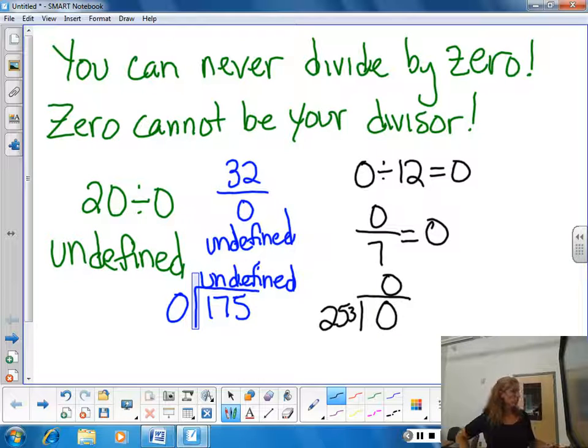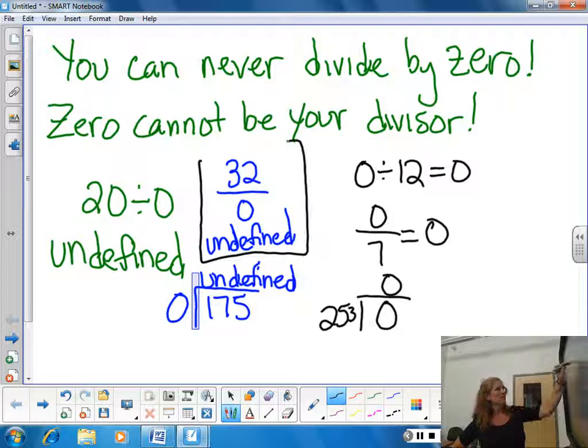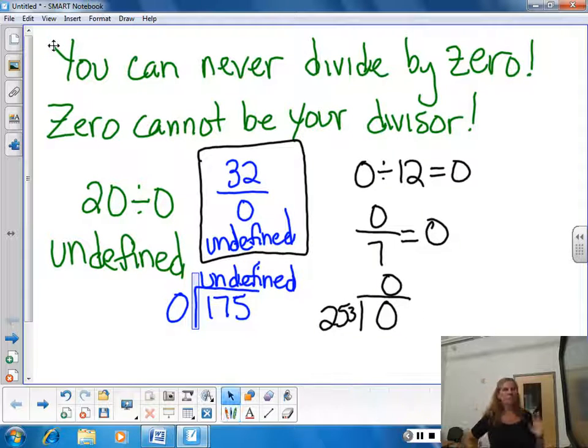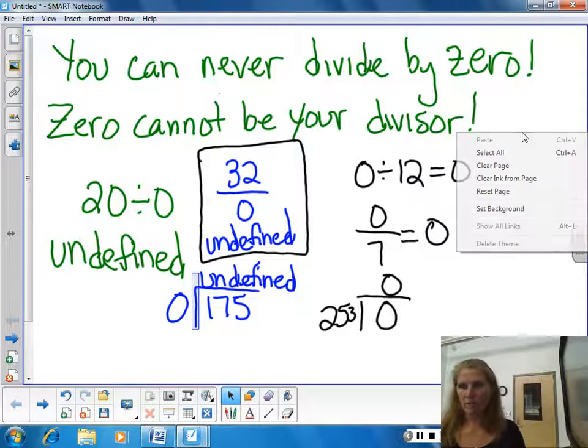One way to remember when it's in this format is to say under is undefined. If the 0 is under, then it's undefined. Under is undefined. In this format, 7 is under, so that's not undefined, that's 0, right? So remember, you cannot ever divide by 0. It's not like, oh, when you get better at this, you'll learn how to do it. You're never going to learn how to do that because nobody can divide by 0 ever.